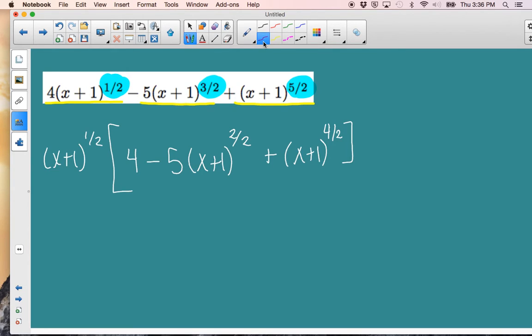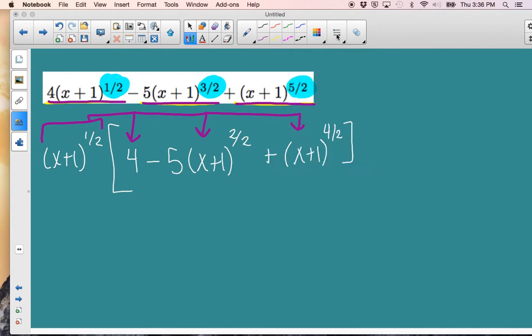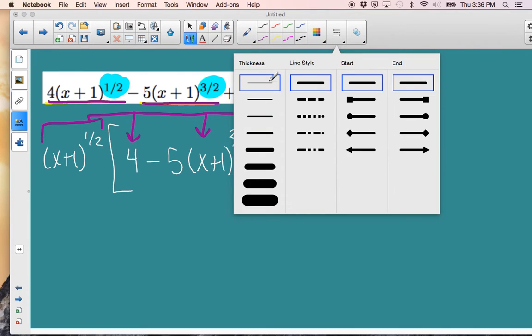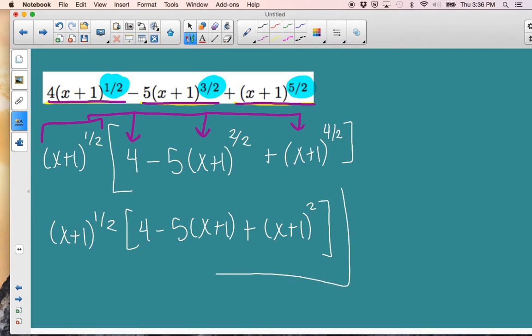And you can always double check. Is it true that my GCF times 4 gives you this first term? It's true. Is it true that the GCF times the second part gives you your second term? Yes, it's true. And is it true that your GCF times this third part gives you your third term? Well, yes, that's true. So you know that you factored it correctly. So I'm going to go ahead and simplify my exponents. So we've got x plus 1 to the power of 1/2 times 4 minus 5 times x plus 1, 2 divided by 2 is just 1, plus x plus 1 squared. 4 divided by 2 is just 2. And so here's your final answer.